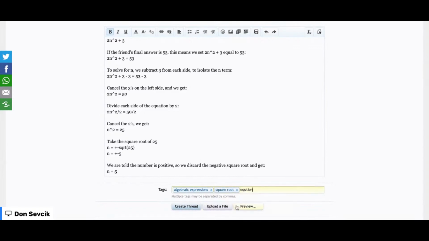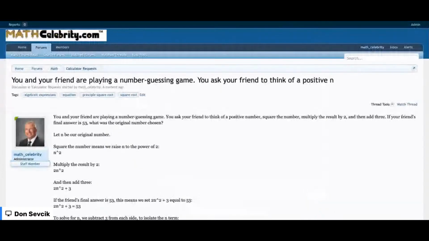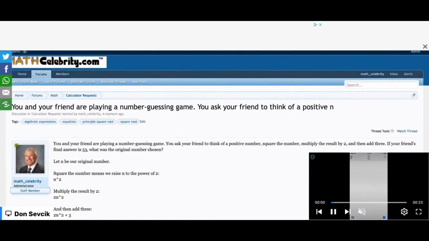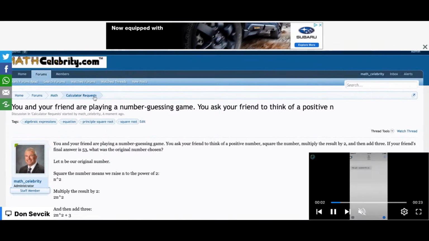And then we also had an equation. And we had principal square root, which means the positive. All right. So that was that. Thanks for bearing with me. Two more and then we'll shut it down for the day.